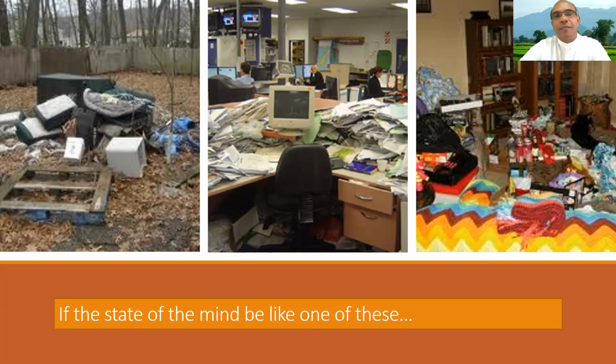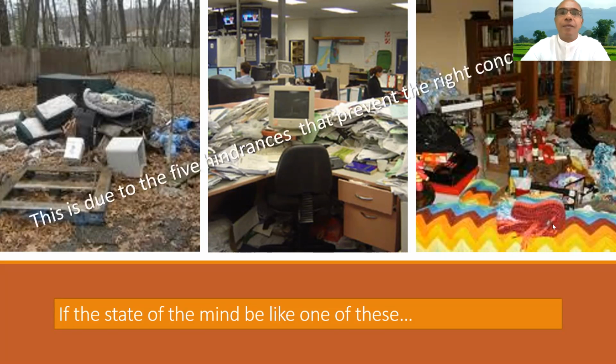Well, we will, isn't it? Except that it's a bit difficult for us to be that focused about the state of our mind. So the moment we saw it, if we can see it, obviously, we would not hesitate to reorganize it. So the mind getting untidy is due to the 5 hindrances that prevent the right concentration. So again, hindrances are the culprits that make the mind disorganized.